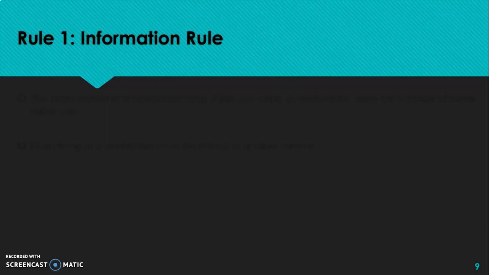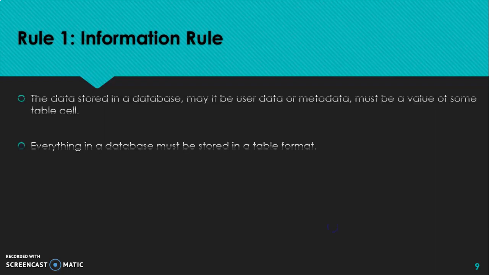So rule number 1 is the information rule. It states that the data stored in a database, be it user data or metadata, must have some value in a table cell. Everything in a database must be stored in a table format. So this is what the information rule states.